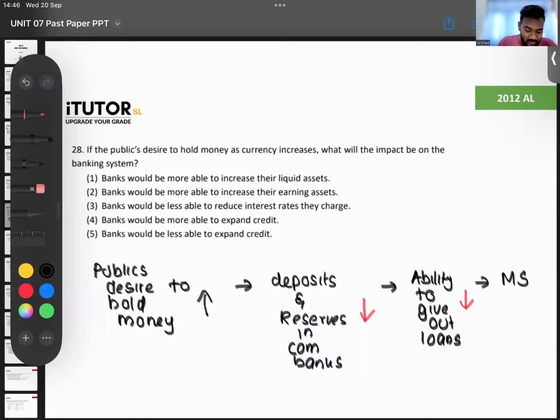Money supply in the economy can start to come down. Now, this is the basic story. We'll go into the answers and see which one makes more sense.